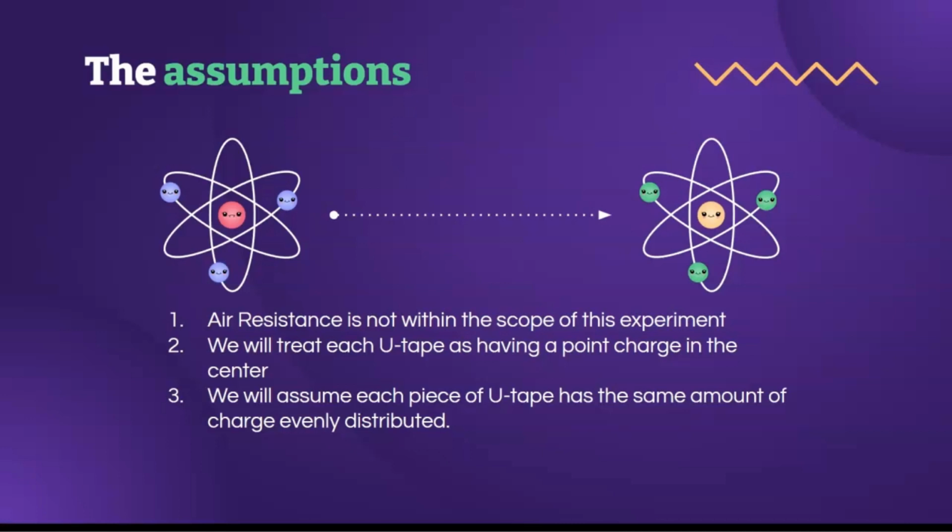The assumptions that we're making for this experiment to run smoothly: we are assuming air resistance is not within the scope of this experiment. We're treating the tape as having a point charge in the center, and the tape is what we're using in this experiment, that piece of tape, and we're assuming that it's just a single point charge. Additionally, we are assuming that each piece of tape has the same amount of charge, evenly distributed, which is really important for our calculations. Essentially, we can reduce the charge to just one charge squared.